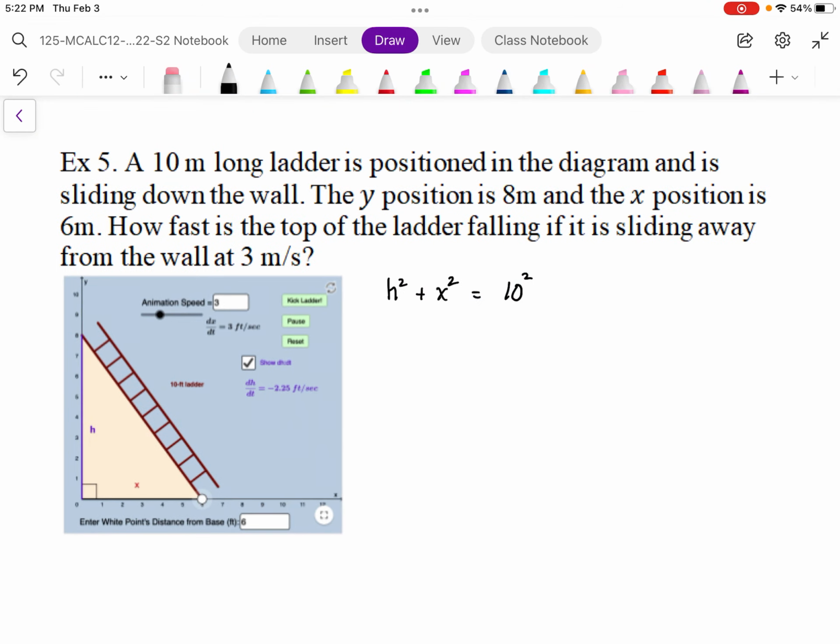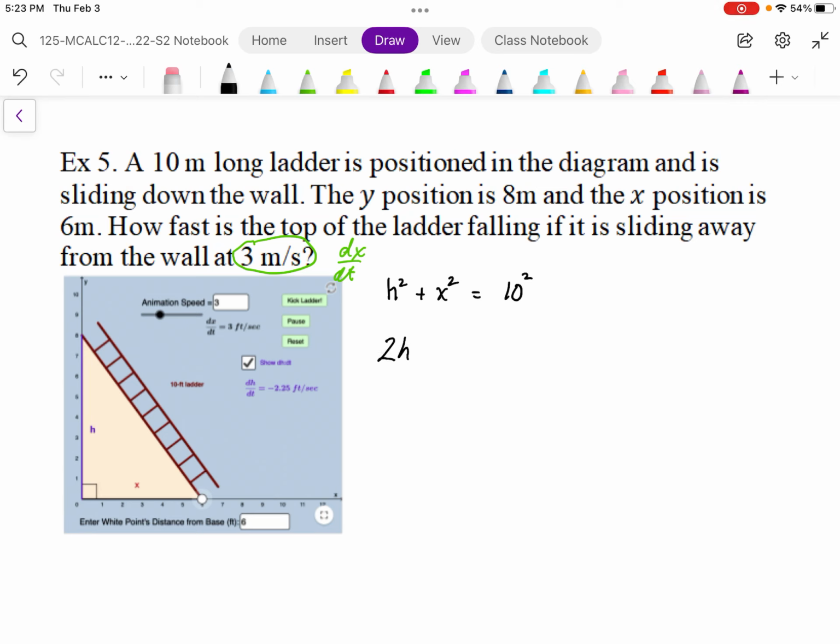Okay, I know the x position is 6, I know the y position is 8, and I know that I have it sliding away from the wall at 3 meters per second. So that represents dx by dt. I want to know dh by dt, the change in height over the change in time. So to do that, I'm going to differentiate this with respect to time.